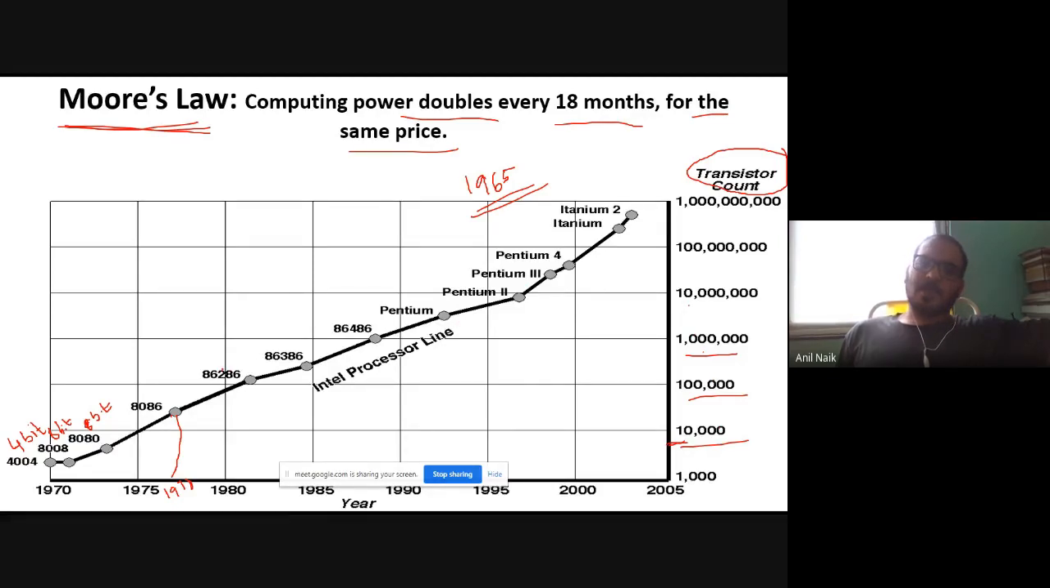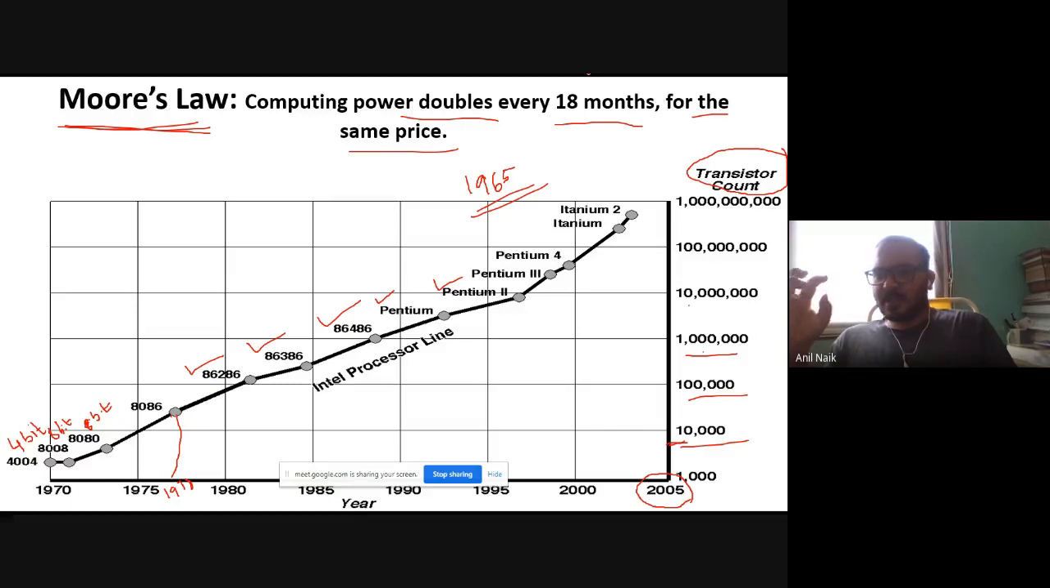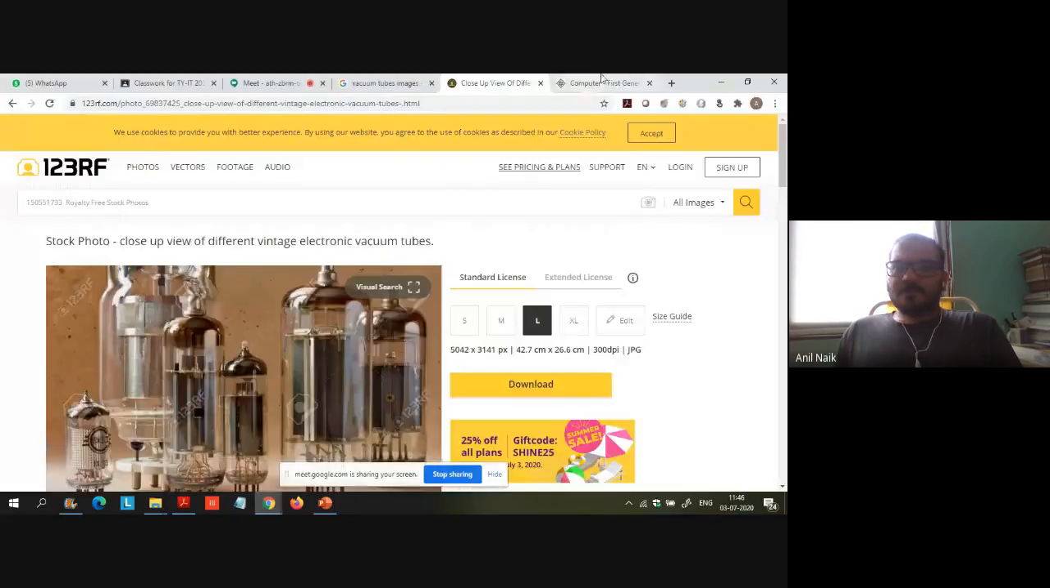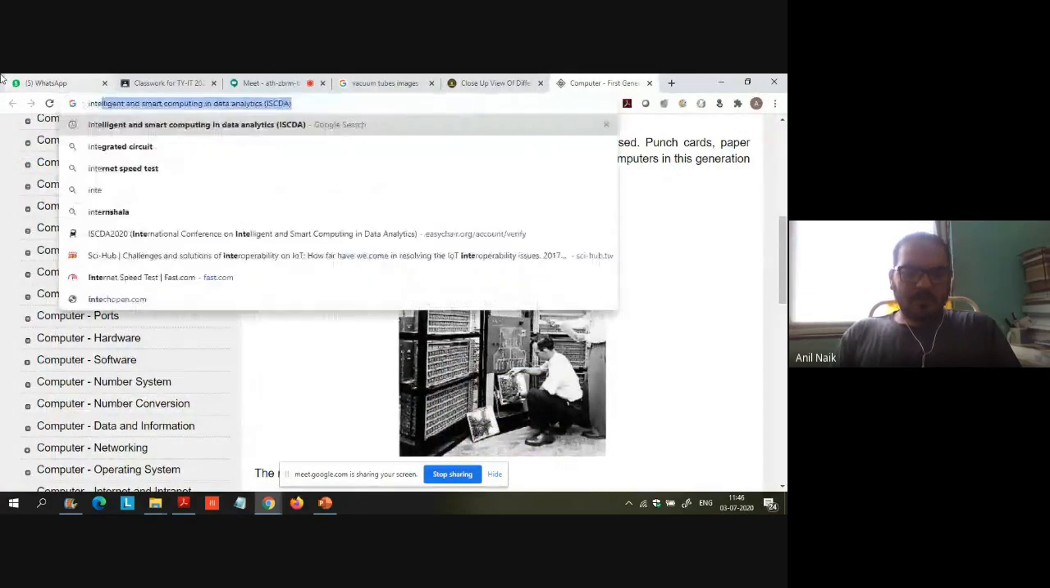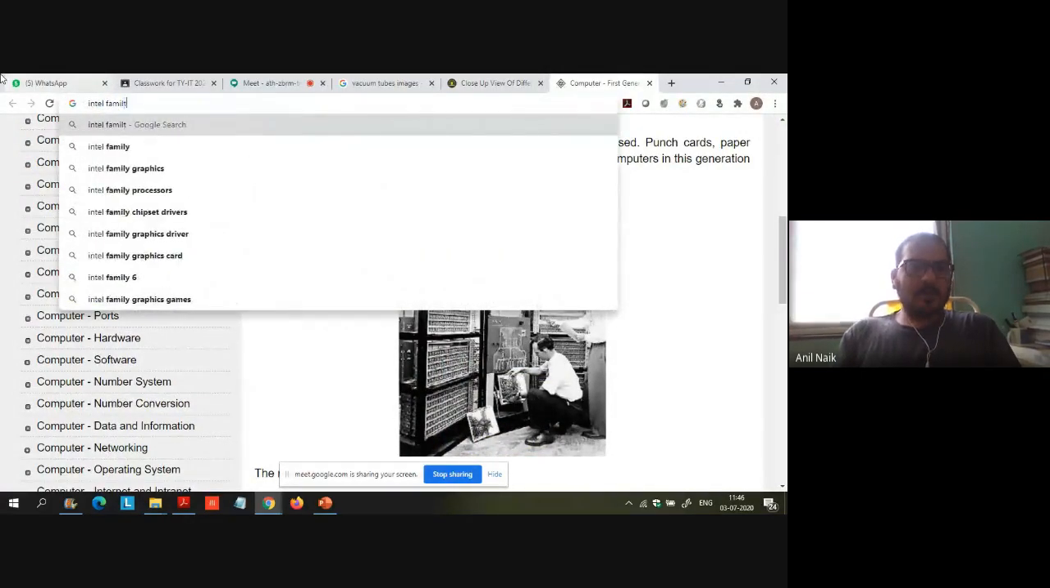As the Intel family of processors improved their versions, Intel Pentium 4, up to Itanium. You can see in the graph that it goes only up to 2005. Nowadays there are trillions of transistors in a small processor, which you can see in the Intel family processors.